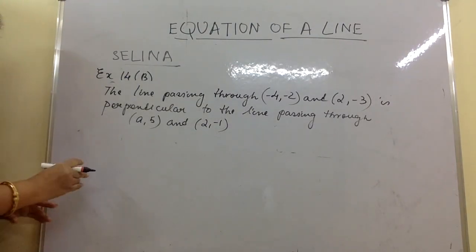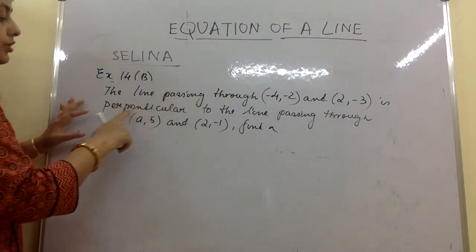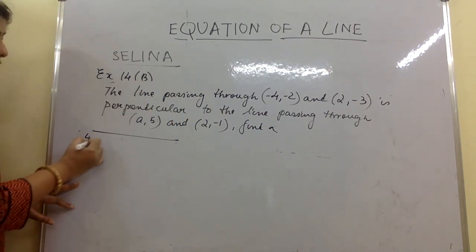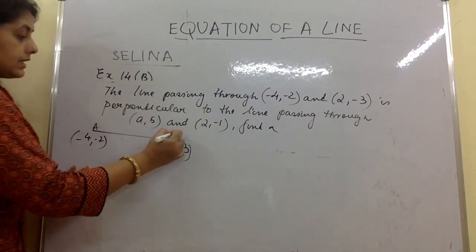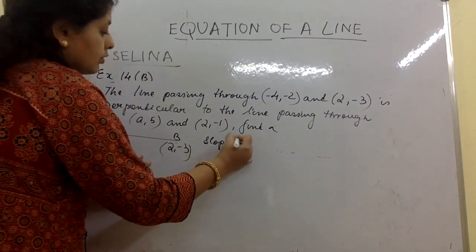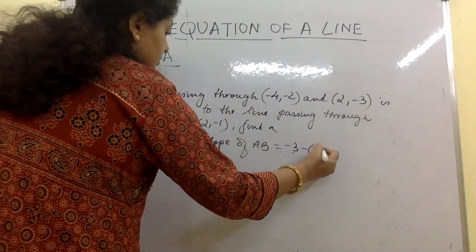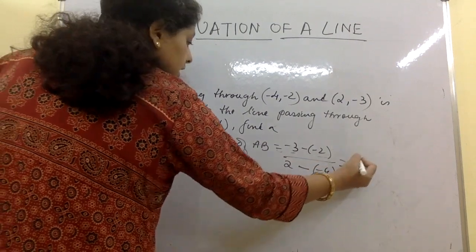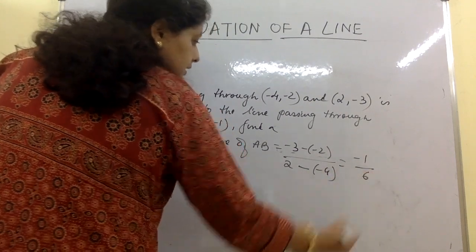Now the line passing through these 2 points is perpendicular to the line passing through these two. So first, minus 4, minus 2, and this is 2, minus 3. Let me name it as AB. Therefore, the slope of AB is minus 3 minus minus 2 over 2 minus minus 4. That is minus 1 by 6.